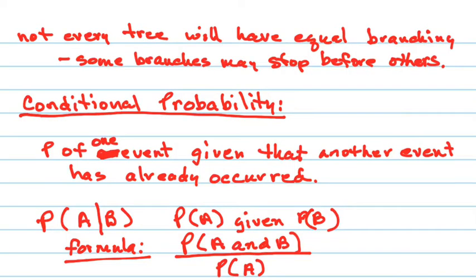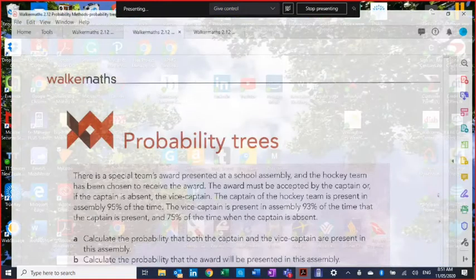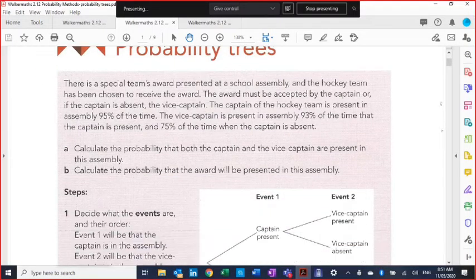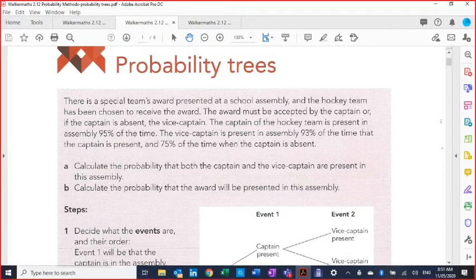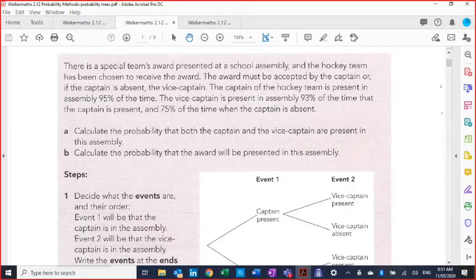So let's just go to the book, and I'll show you what these look like. So, probability trees. They just jump in by giving you an example. There's a special teams award presented at a school assembly, and the hockey team has been chosen to receive the award. The award must be accepted by either the captain, or if he's absent, then the vice captain, he or she, sorry. The captain of the hockey team is present at the assembly 95% of the time.